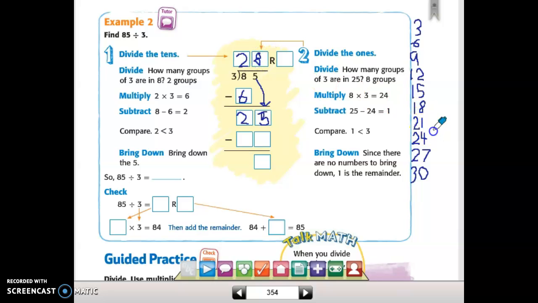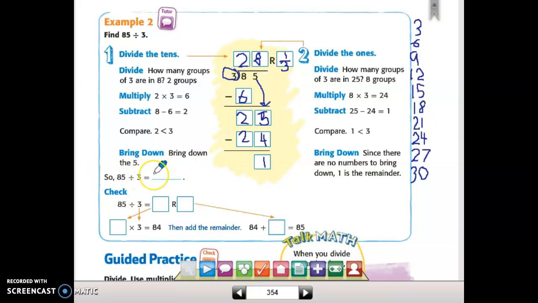And that is 24. 8 times 3 is 24. Now I'm going to subtract 24. Subtract 24 leaves me 1 left over. So instead of just writing remainder 1, I'm going to write 1/3, because we're awesome like that and we can do our fractions. And the 3 is there because that's what I'm dividing by.